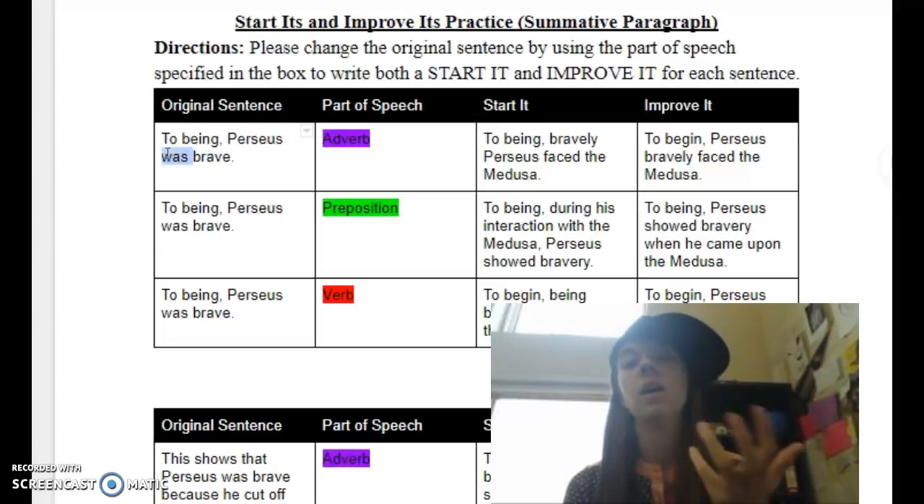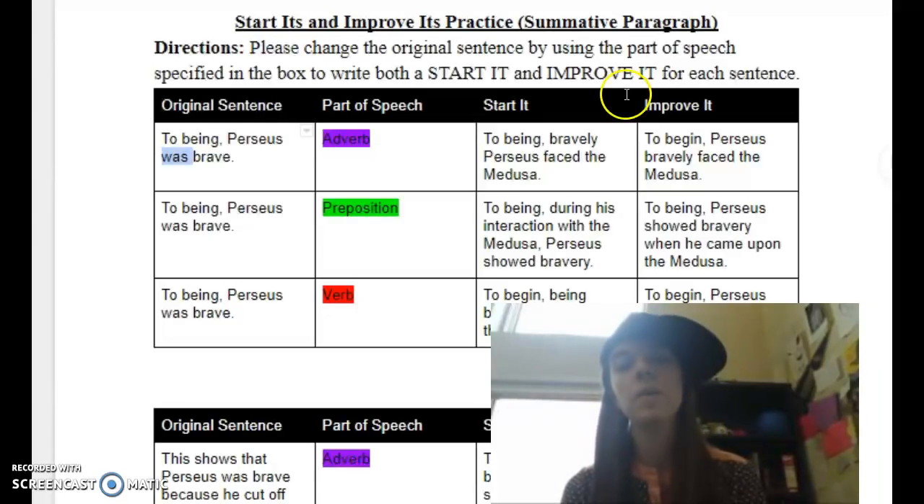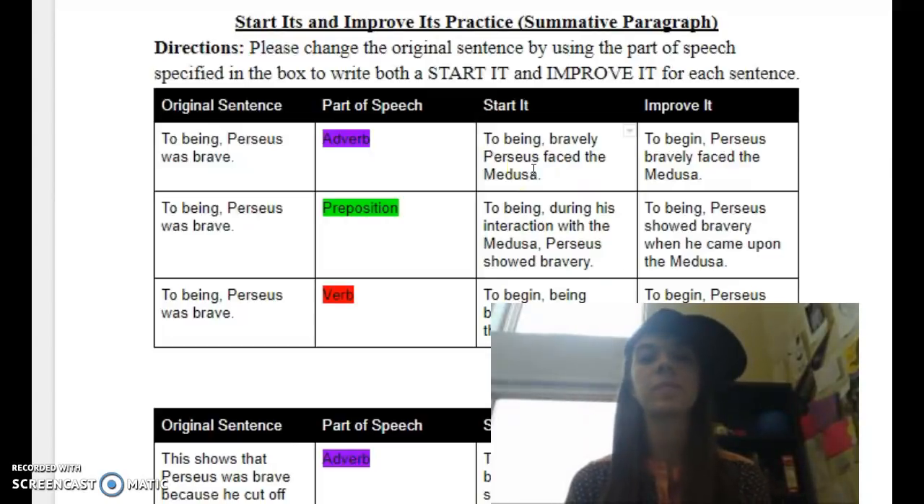So here we're going to say a different way or how to describe that verb. To begin, bravely, Perseus faced the Medusa. So now I'm describing my verb instead of Perseus in that one, all right? And how did he face Medusa? Bravely. Fantastic. So I started with an adverb there.